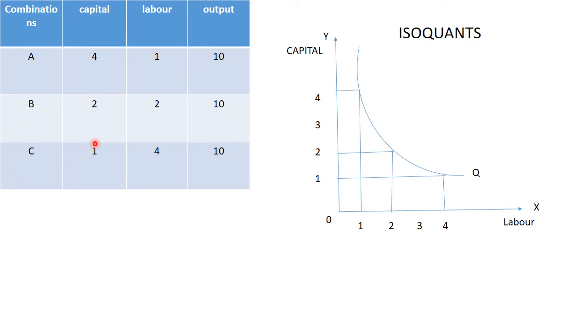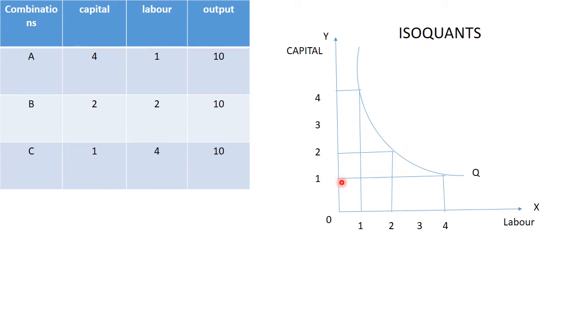In combination B, you can observe that the producer has reduced 2 units of capital, but he increased the units of labor, even though the production remains the same, 10 units. Third combination, combination C, the producer reduced the capital, machineries have been reduced, but he increased the employment of labor, even though the production remains the same. So whatever the combinations that he uses, he may increase or decrease one of the inputs, but the production remains the same.